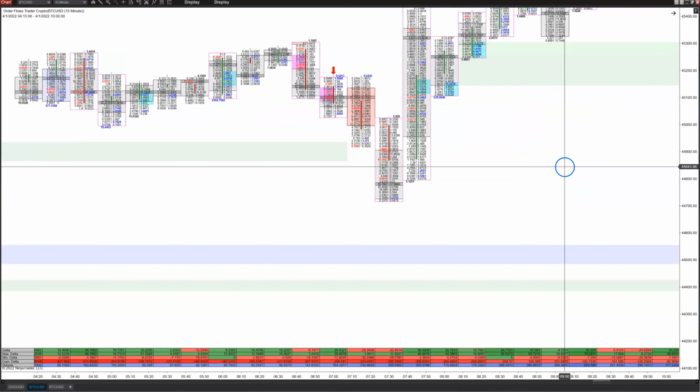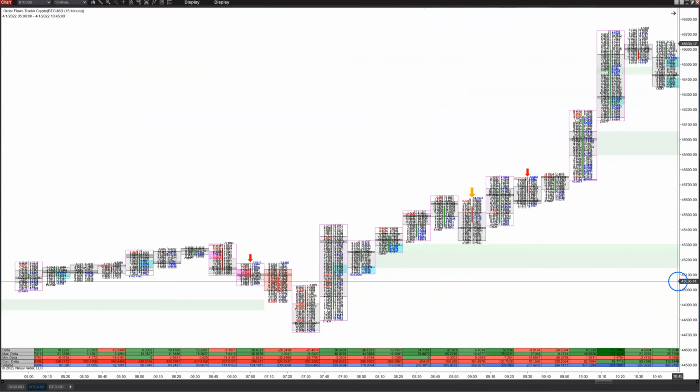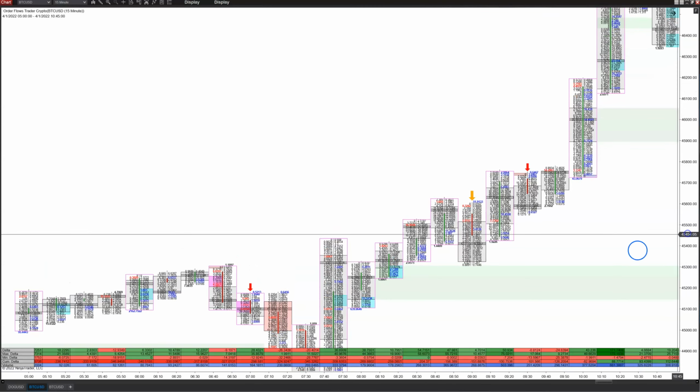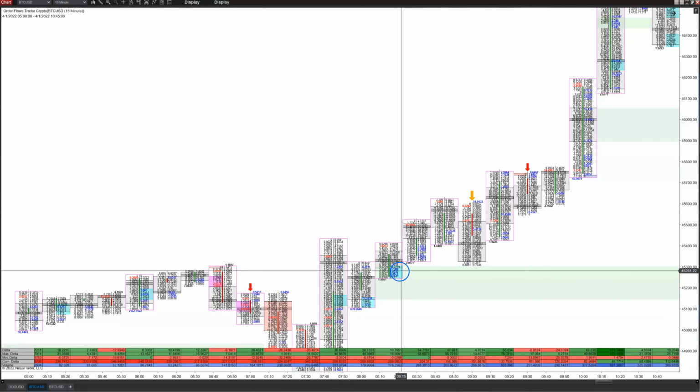Then it started rallying, and on this rally you start seeing some interesting things in the order flow, right? You start seeing the order flow sequencing coming in here where bigger offers are being taken out.